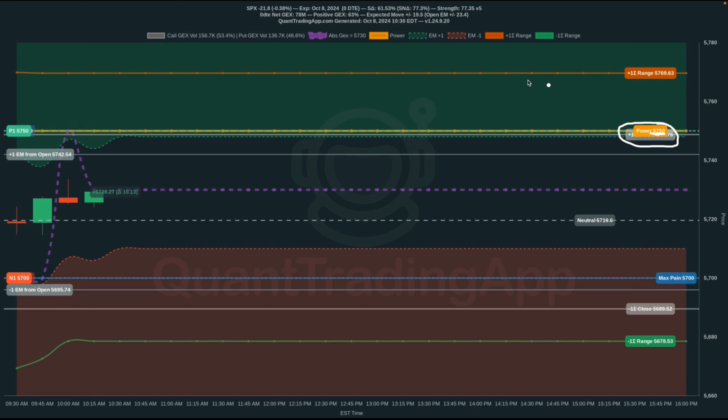If the power strike was all the way up at 5,800, and the market is all the way at 5,720, that's 80 points away. That's where I would pretty much ignore the power strike. But the fact is the power strike is pretty close to a normal move for the SPX. This gray zone right here and this red zone right here is the expected move for this 15-minute time frame.